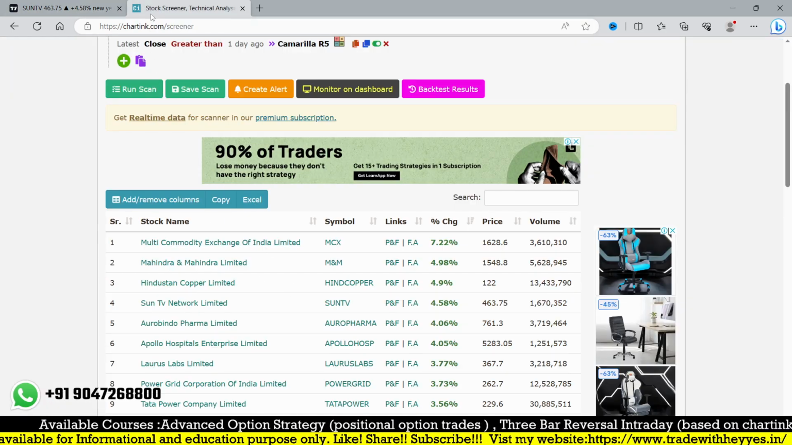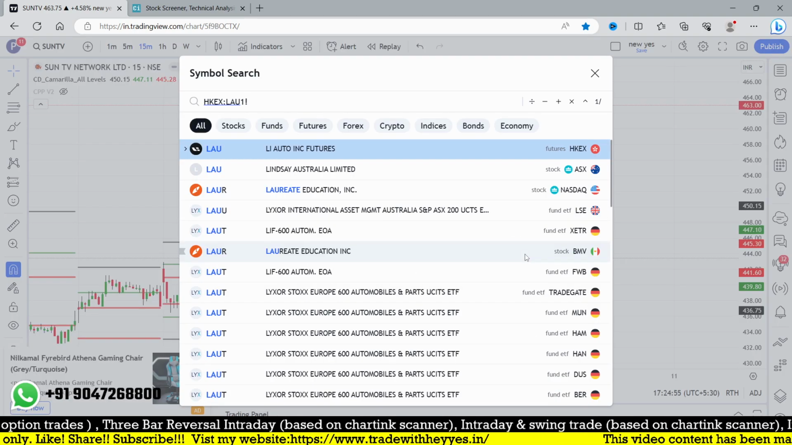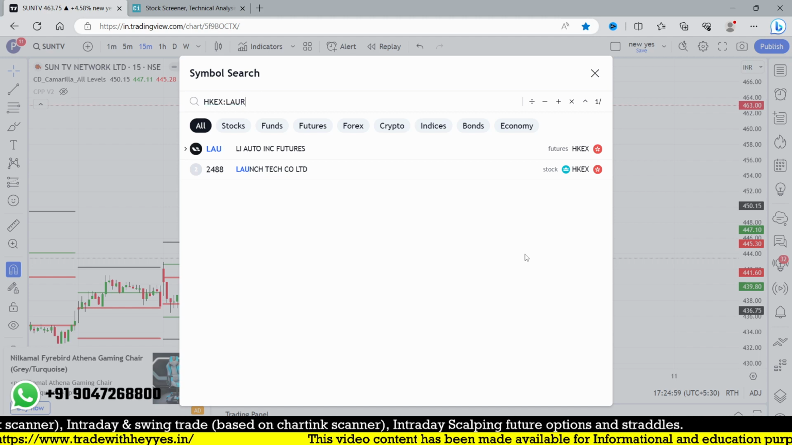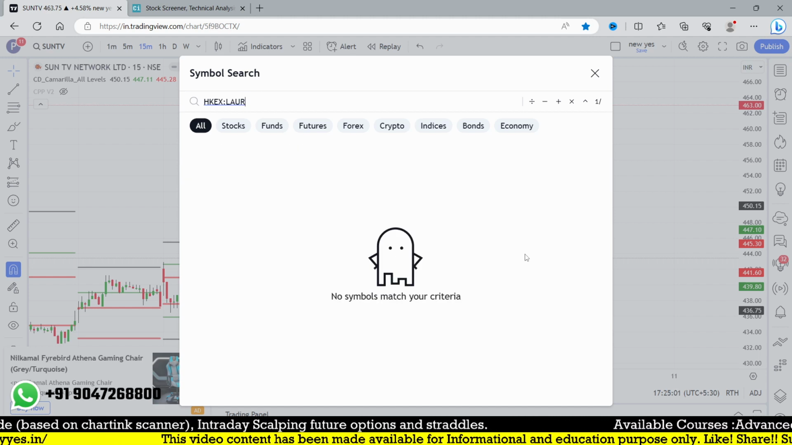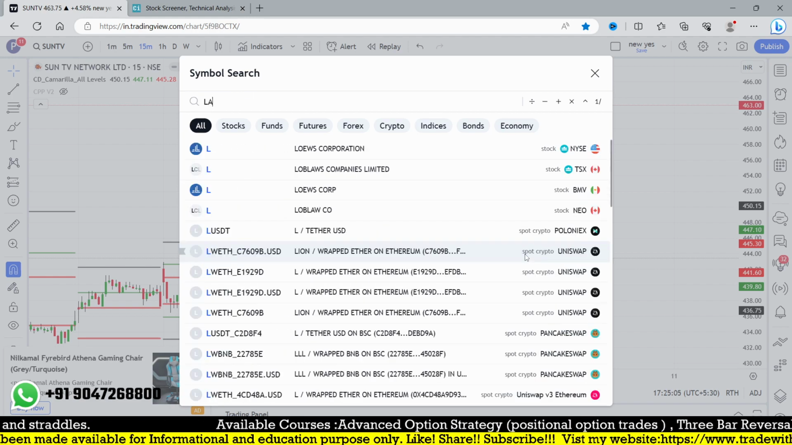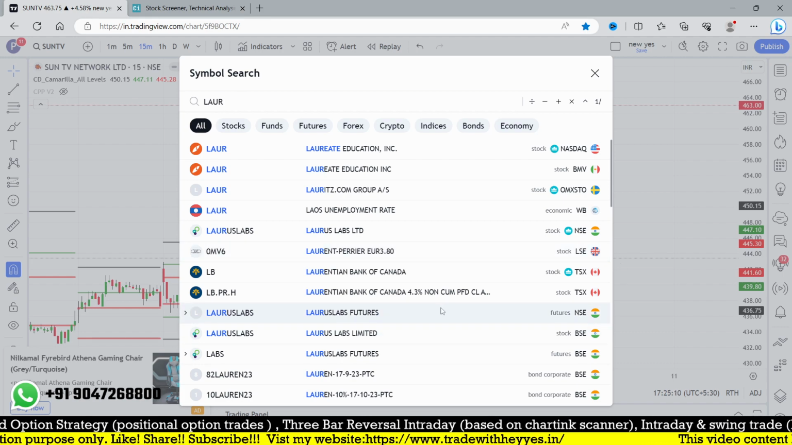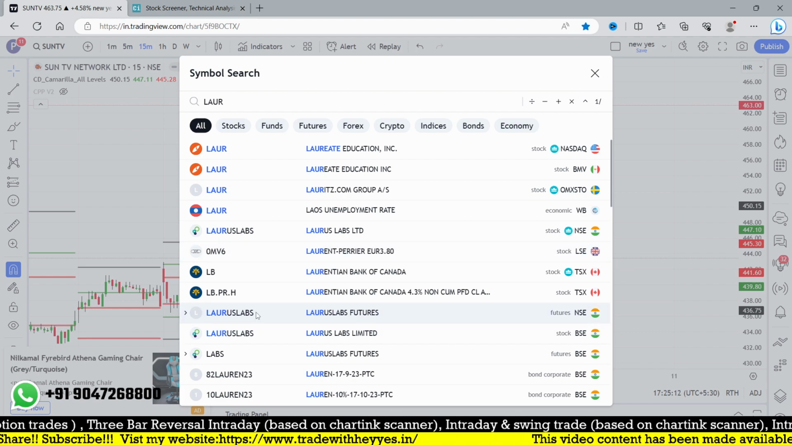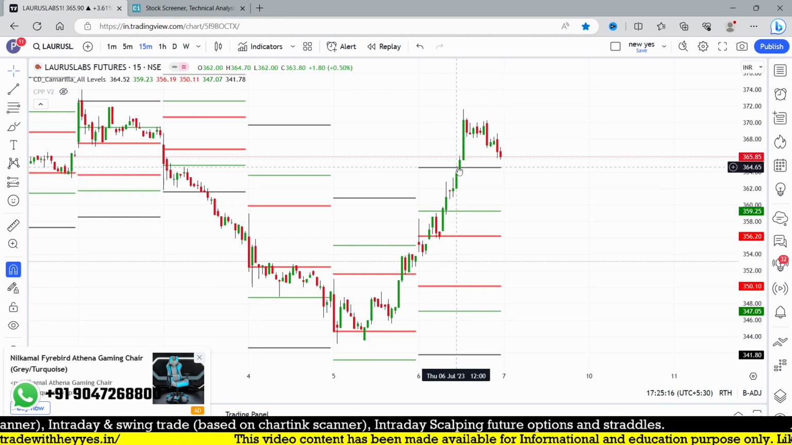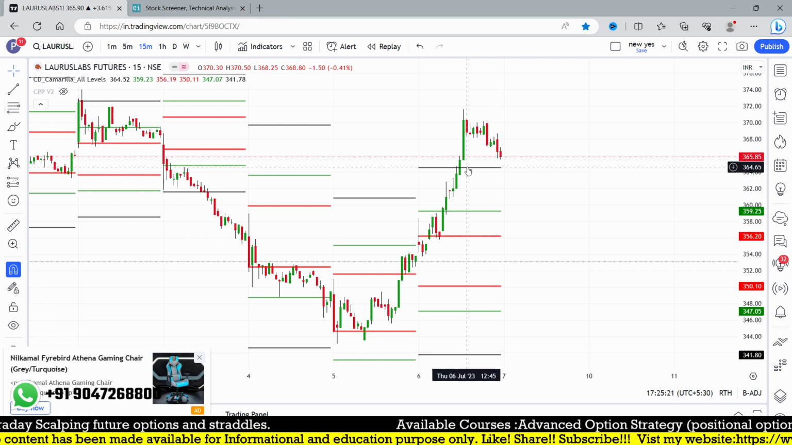In RF Pharma, Apollo Hospital, Laurus Labs. Someone was asking about Laurus Labs. There it is, Laurus Labs. It's about a future contract. Today it gave you the breakout over this point. And then it keeps on moving down, and we find that.